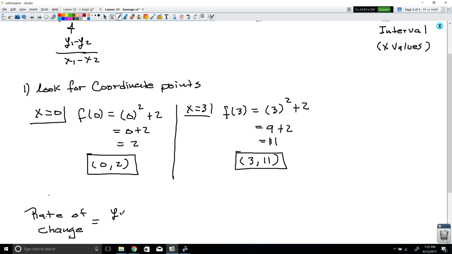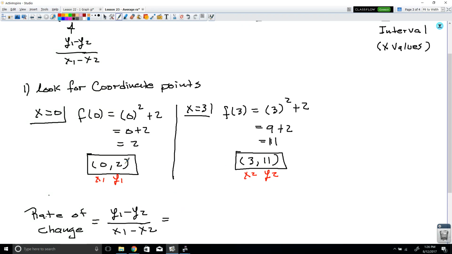And again, the formula is y1 minus y2 over x1 minus x2. It doesn't matter which point is x1 or x2, but I just go left to right. So I'm going to call this my x1 and this my y1, and this my x2 and this my y2. So all we have to do now is plug that in.